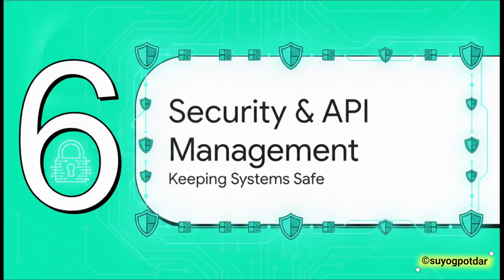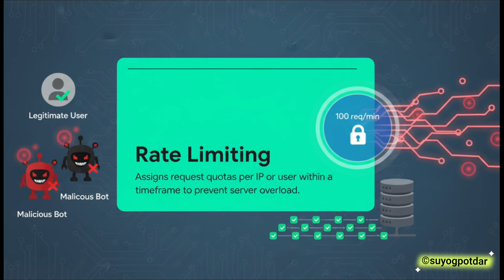Now, let's wrap it all up with Section 6, Security and API Management, to keep this whole thing safe and functional. So the absolutely crucial point here is that all this scalability we just built means absolutely nothing if a malicious bot can just spam your servers into the ground. That's why we implement rate limiting. It assigns a strict quota, say 100 requests per minute, to a specific IP address or user. If they exceed it, the server temporarily blocks them, preserving those precious resources for your legitimate users.